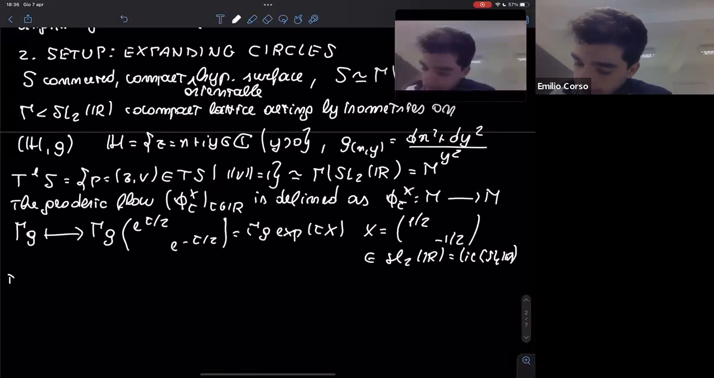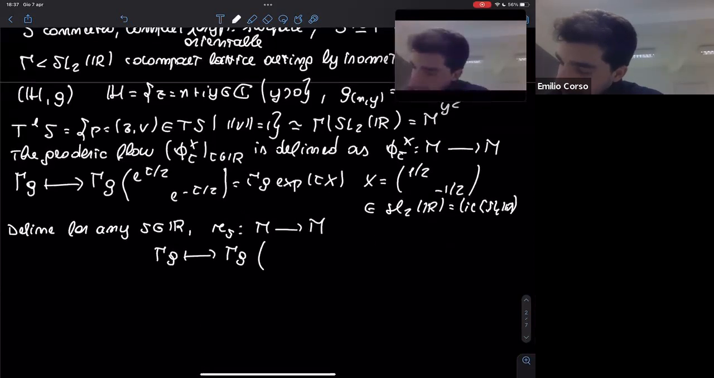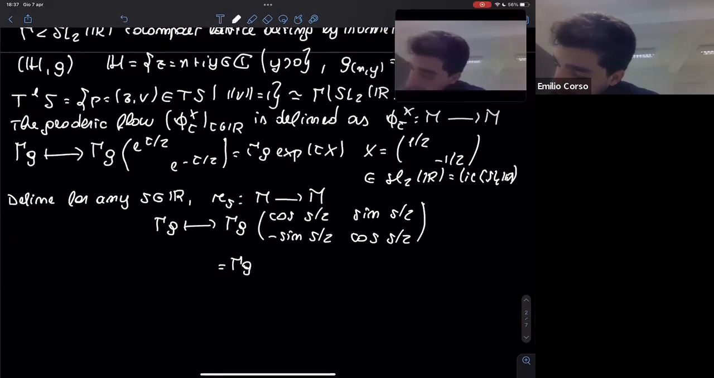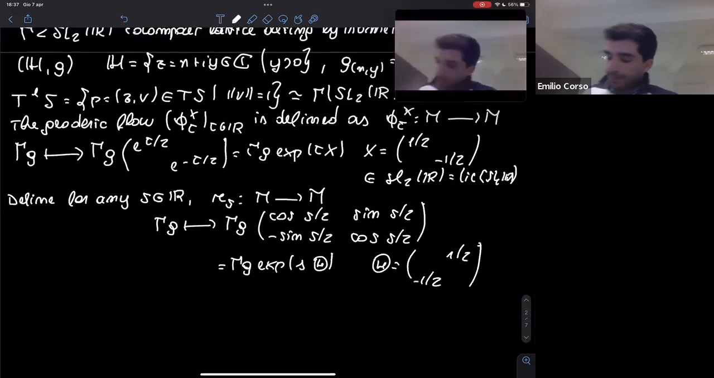So let me define, for any s in R, the transformation r_s from M to M, which is simply right multiplication by the rotation matrix, cosine of s halves, sine of s halves. I chose this normalization only for convenience in later computations, but it's just a parametrization of SO2R. And again, it's a one parameter flow on this homogeneous space because it's simply the exponential of s theta, where theta is another element of the algebra given by this form.